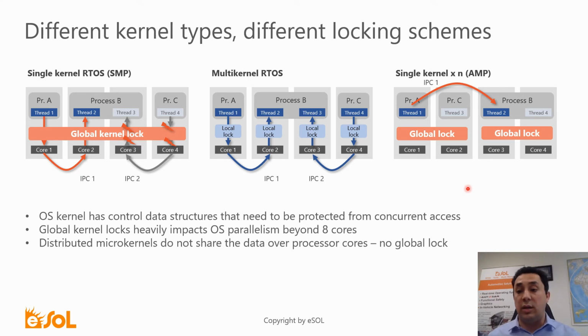That is actually the big limitation of AMP, where the application needs to be aware of the location of the destination of the message that it wants to send.